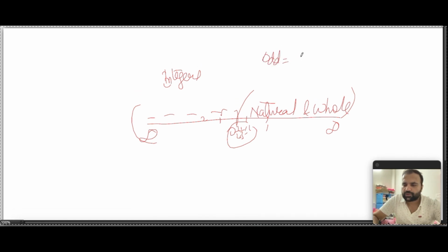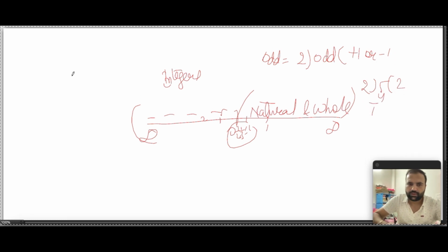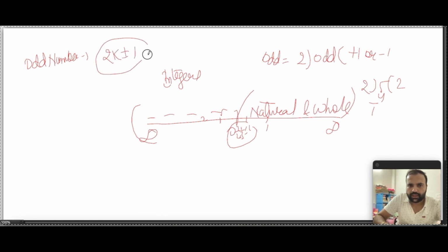Odd numbers, we know about odd numbers: all those numbers which are not divisible by 2, which upon division by 2 leave a remainder of plus 1 or minus 1. For example, 5 is an odd number. When we divide 5 by 2, it gives a remainder of 1. So what we learned is that odd numbers are of the form 2k plus minus 1. This has some good applications. We'll talk about that once we are doing this topic. But for the time being, just remember any number that does not get divided by 2 is an odd number.